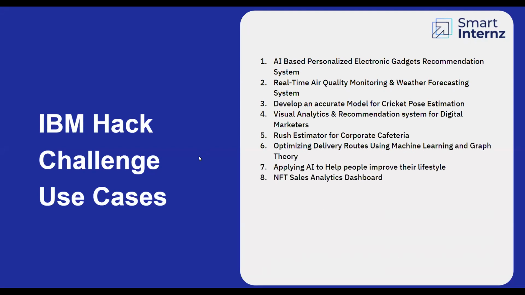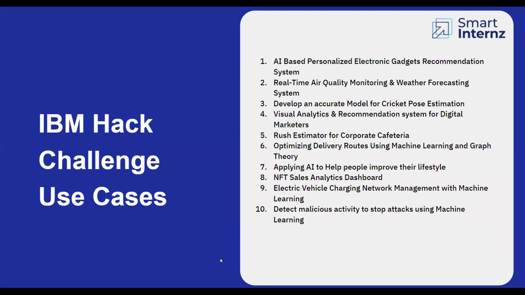The eighth one we have is NFT sales analytics dashboard. The ninth one we have is electric vehicle charging network management with machine learning. The tenth one, detect malicious activity to stop attacks using machine learning. And the 11th one, anomaly detection in network traffic using machine learning.